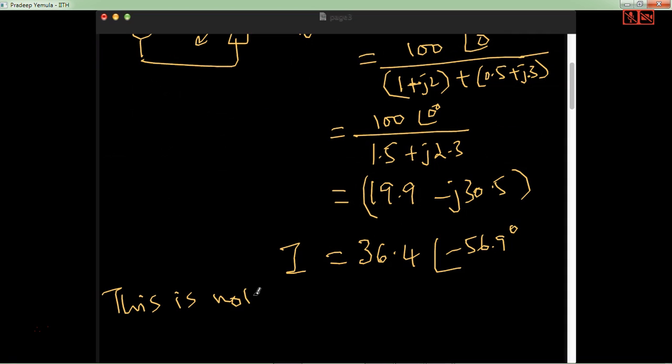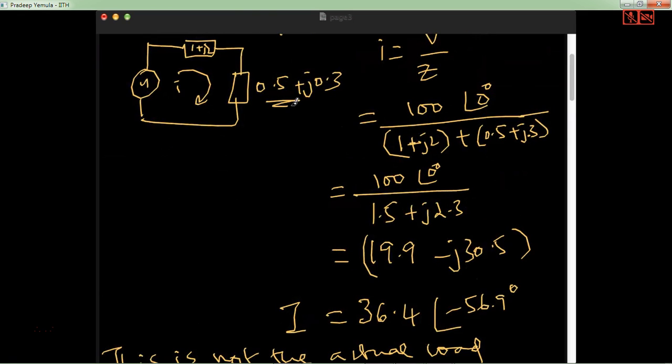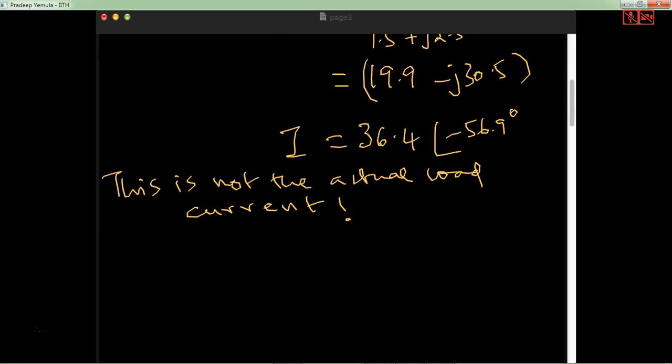Okay, so this is the current, but this current is where? This is not the actual load current, because this is not the actual load. So what is the actual load? Load is 50 plus J30. So then what is the load current? So some of the answers that you are giving, 36.45, 56.9, all these currents that you are giving, this is not the actual load current. So your answers, they're not correct.